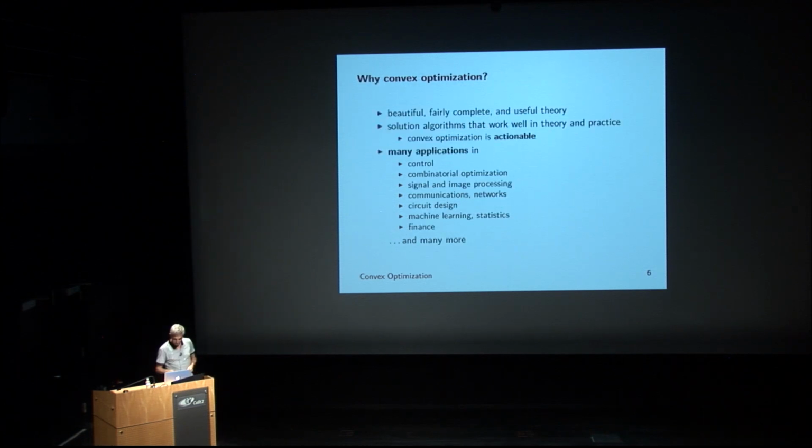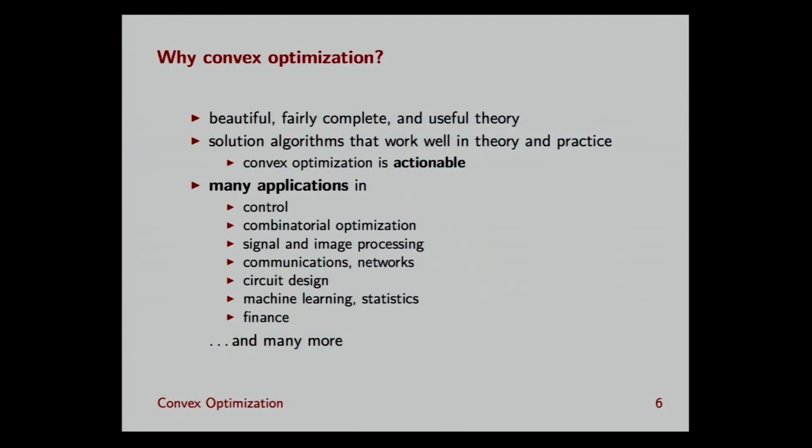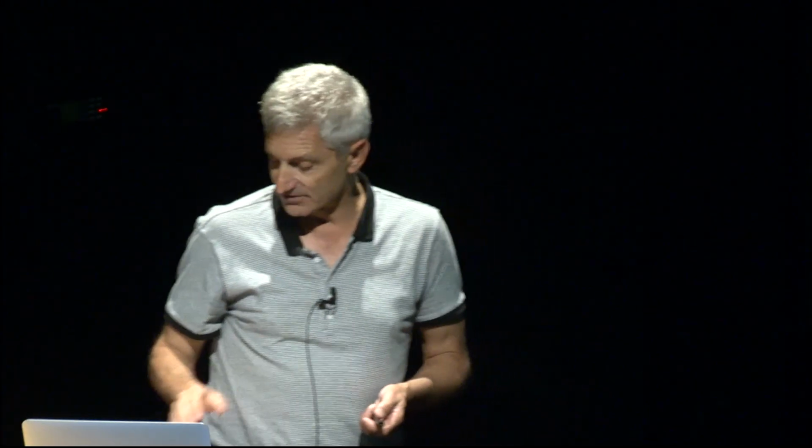Okay. So we talked about this last time, but I think I'll just review some of it. You have a beautiful and complete and useful theory. You have algorithms that will actually solve them, and that makes this actionable. And you have lots of applications in lots of areas. We saw a couple of them. So the question is, how do you solve one?